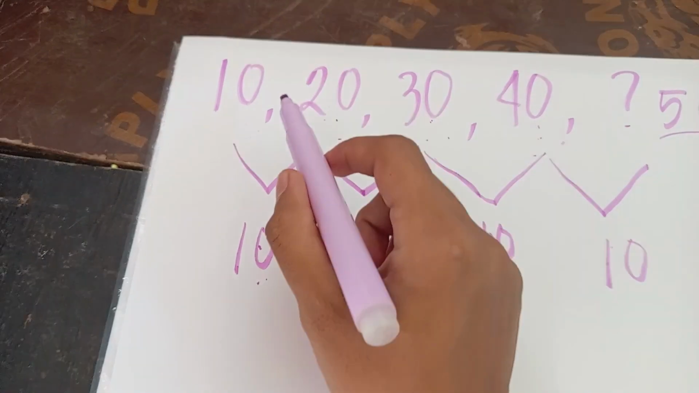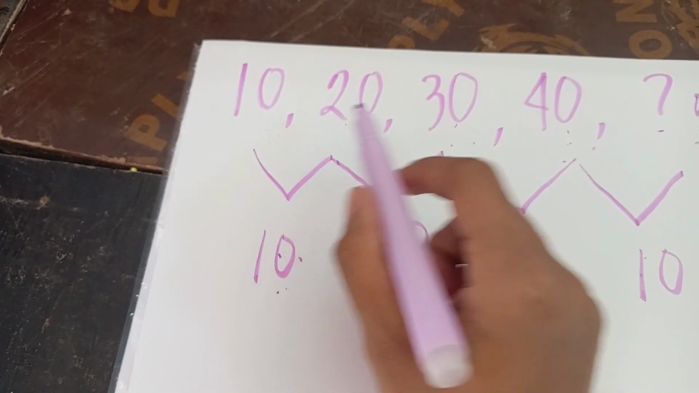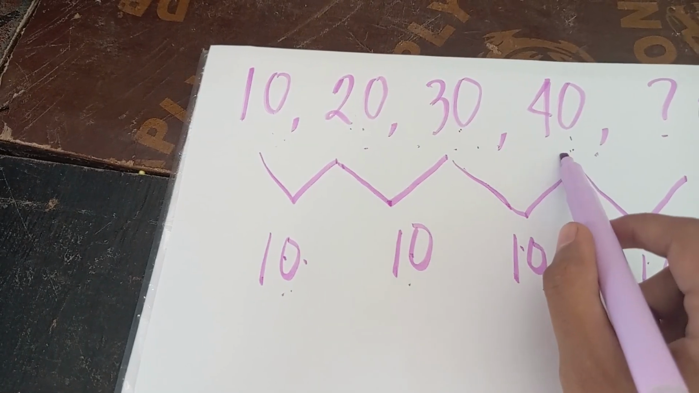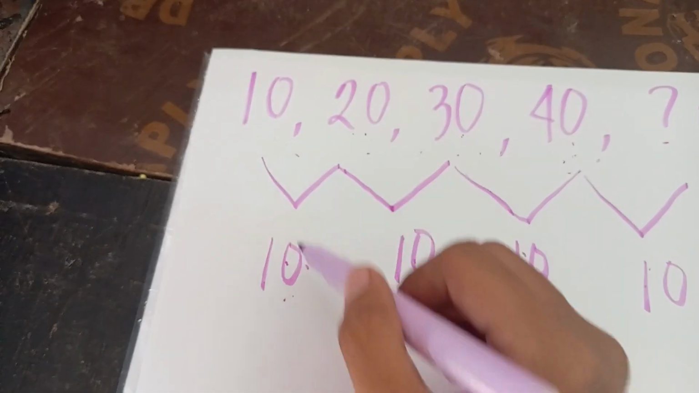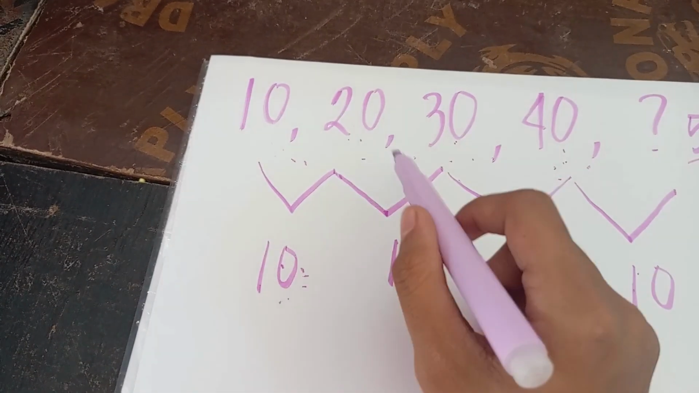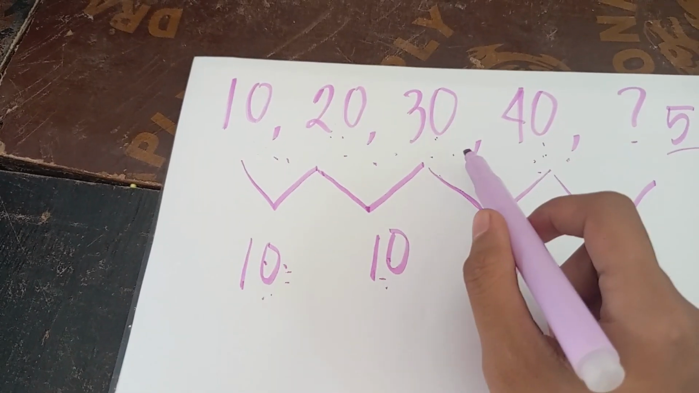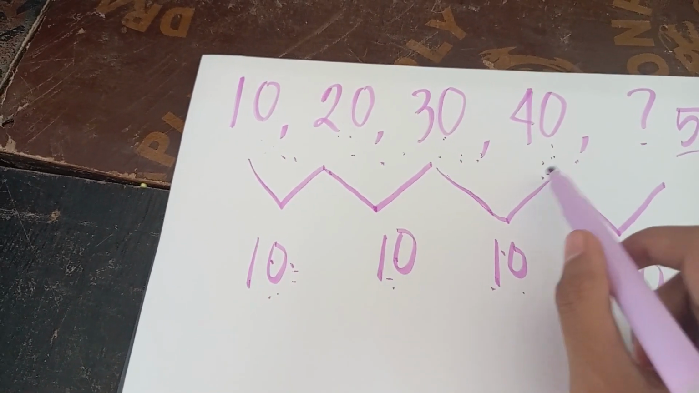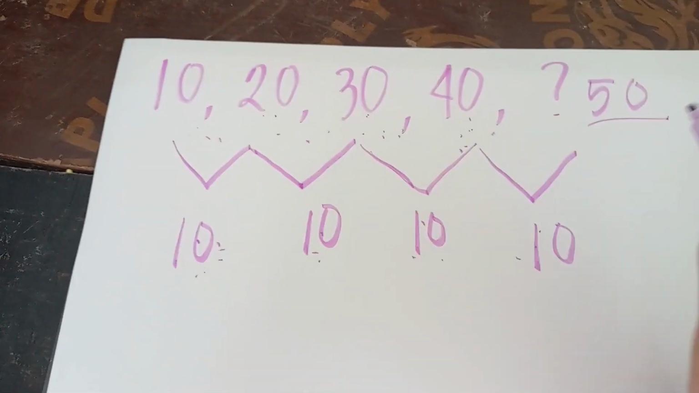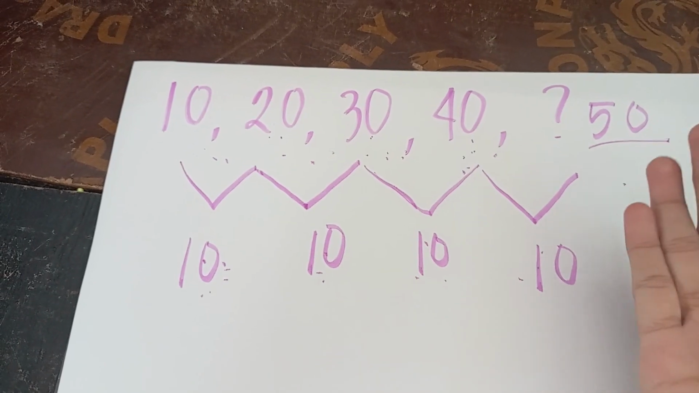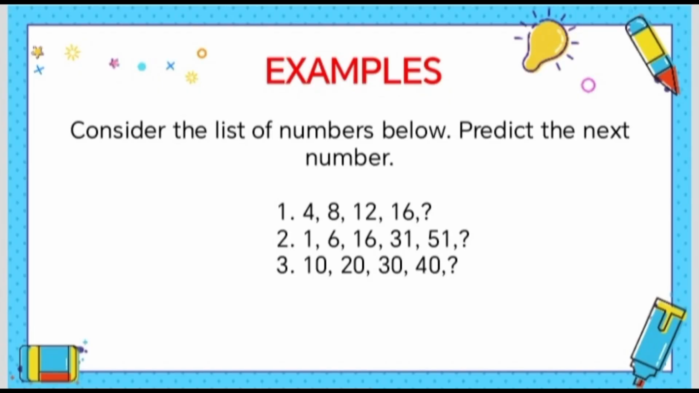The last example is 10, 20, 30, 40. And the pattern of this is, let's find the difference of 10, 20, 30, 40. And the difference between the numbers is 10. So let's add 10 to 40 to find the next number, and it will be 50. And now we know the answer.